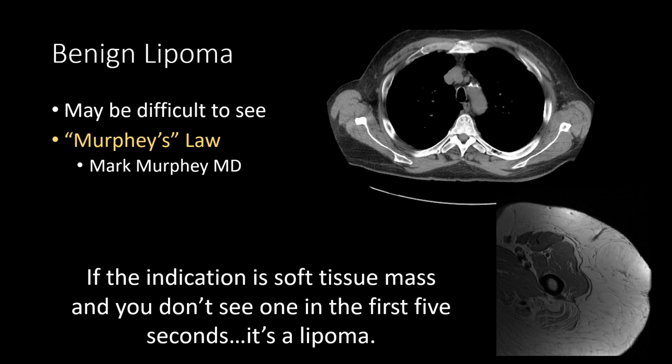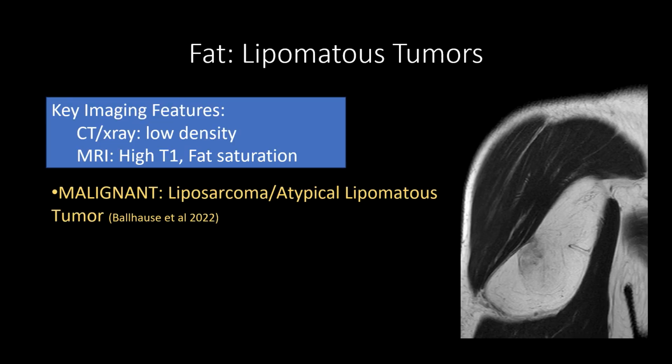So I liked this. This is from a lecture that Dr. Murphy gave. He calls it Murphy's Law. If the indication is soft tissue mass and you don't see one in the first 5 seconds, it's a lipoma. And I think that's a really good point. I've come across this all the time. Like, I don't see anything. Like, look at this one. Who knows? But just kind of turn on your radar. Look for that unencapsulated lipomatous tumor.